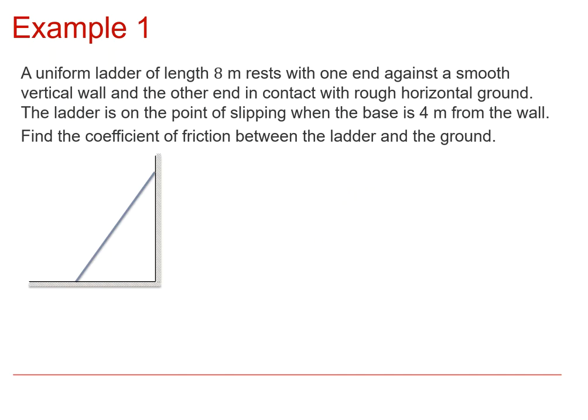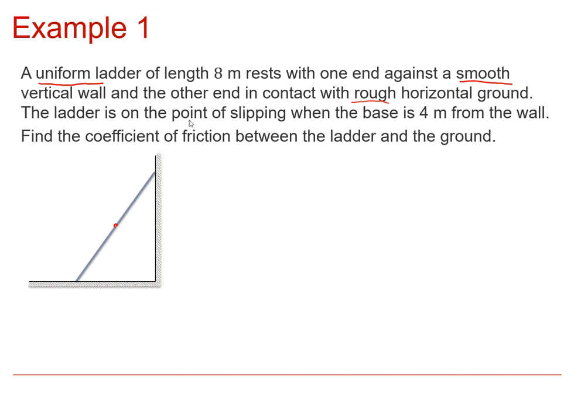So here's our first example. We have a uniform ladder. That's important because that will mean that the centre of mass of the ladder will be halfway along, and it's got length 8 meters. One end against a smooth vertical wall. Well, that's important because that means there'll be zero friction at this point. But the other end is in contact with a rough horizontal ground, so there will be friction here.